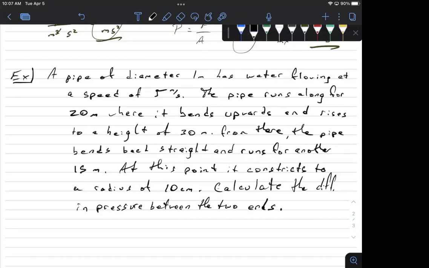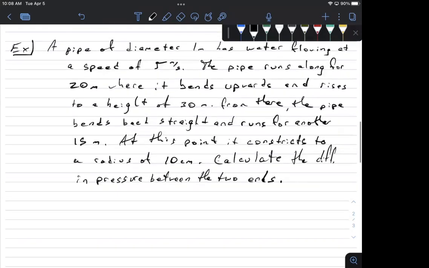So there is our pipe system. We have a pipe of a certain size, with water flowing through it at a certain speed. The pipe runs along, bends upwards, goes up to a new height, and then straightens back out again, runs along again, and then it changes size. And we want to know the difference in pressure. So definitely a Bernoulli problem: pipe system, fluid flowing through the pipe, the pipe changes size, and you want to know about the pressure.